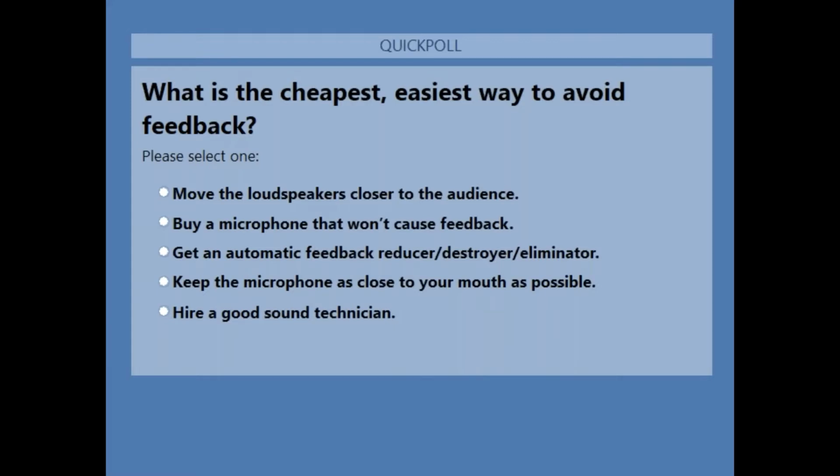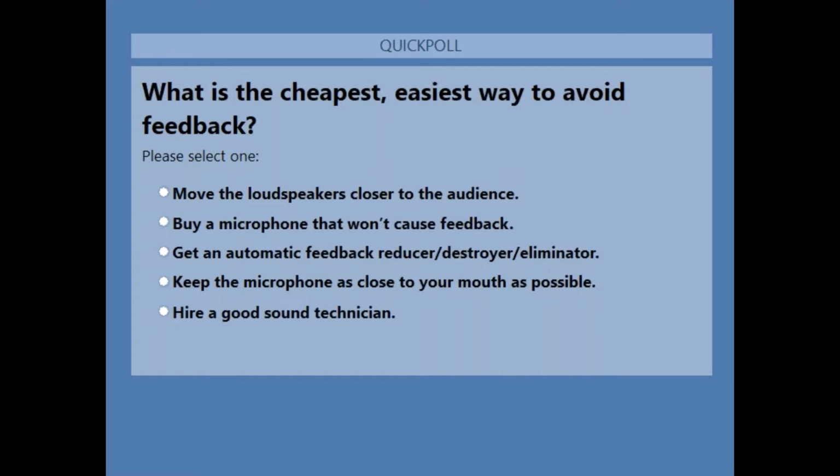But let's just jump right to the punchline here. We're going to actually start with a little poll. I say spoiler alert because, like I said, we're jumping to the punchline. I'm just going to tell you the answer to this question, but I want to see where everybody is with this. So here's a poll. What is the cheapest and easiest way to avoid feedback? There are some choices there. So go ahead and click your answers. I want to see what people are going to say here.